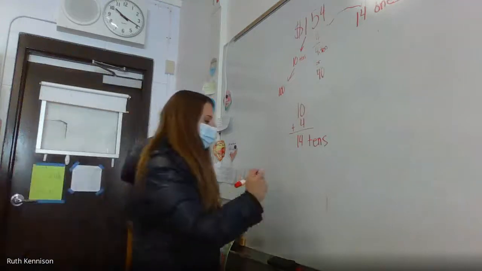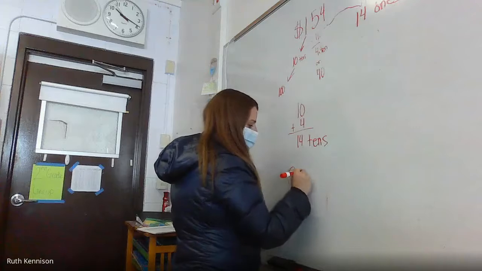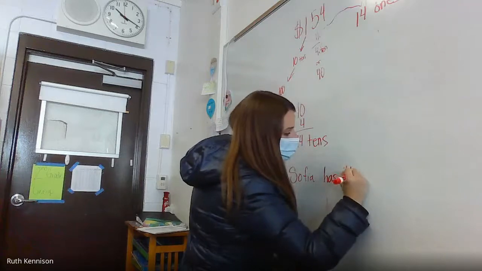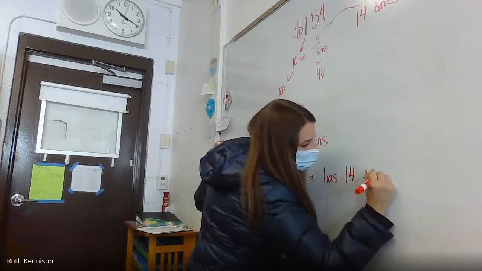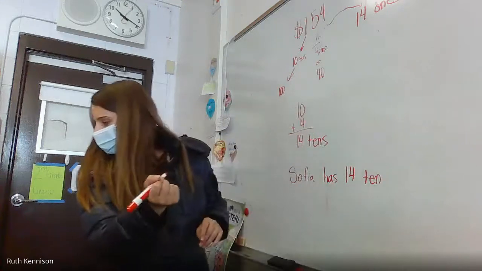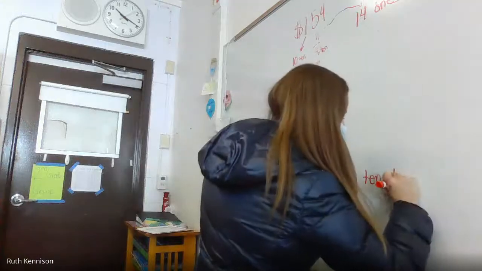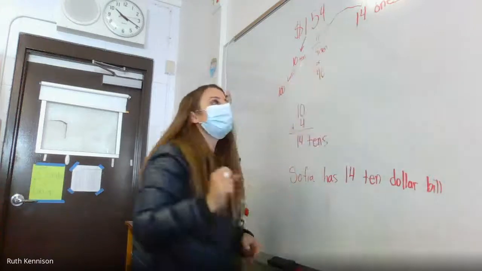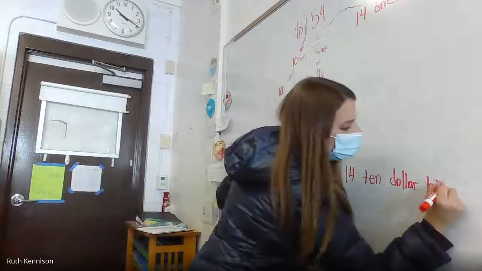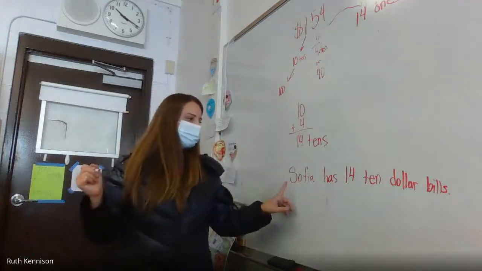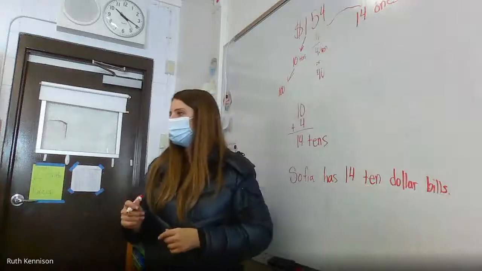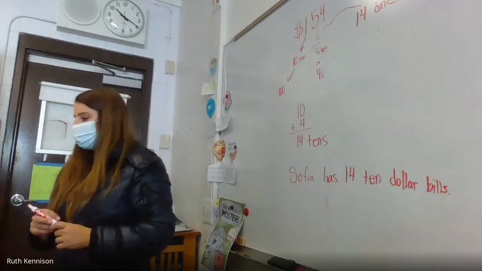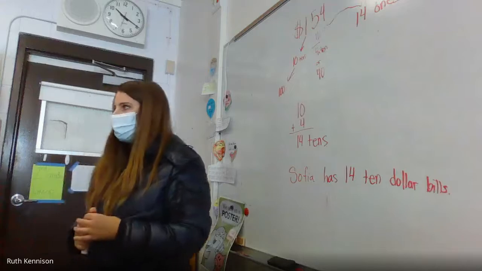Okay, and then we would say Sophia has 14 10s. 14 10s. Or $10 bills. Maybe we should write like that. $10 bills, right? Because he said she's got $14 in ones, and then we said, how many more does she have in 10s if the rest of her money is in 10s? Well, Sophia has 14 $10 bills. And all together, 14 $10 bills plus 14 ones equals $154. Oh my gosh.